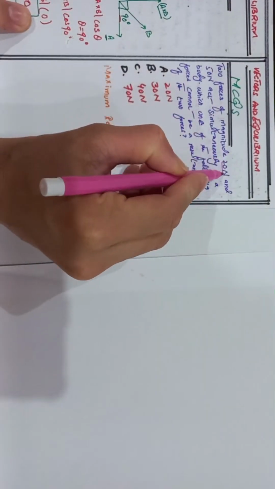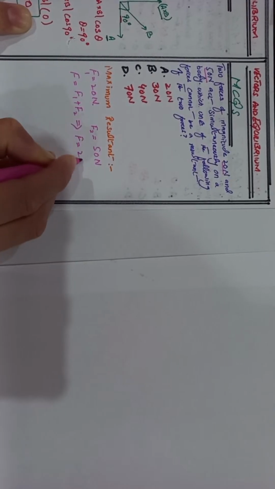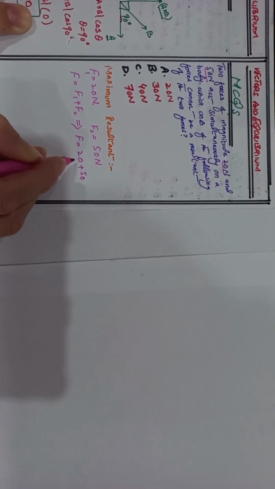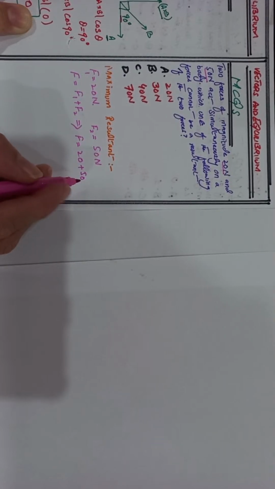Maximum resultant, here the two forces given: 20 Newton and 50 Newton. So F1 is 20 Newton and F2 is given 50 Newton. We can find the maximum resultant by adding these two forces. F is equal to F1 plus F2, that is equal to 20 plus 50, that is equal to 70. So F is equal to 70 Newton. We find that the maximum resultant is 70 Newton.